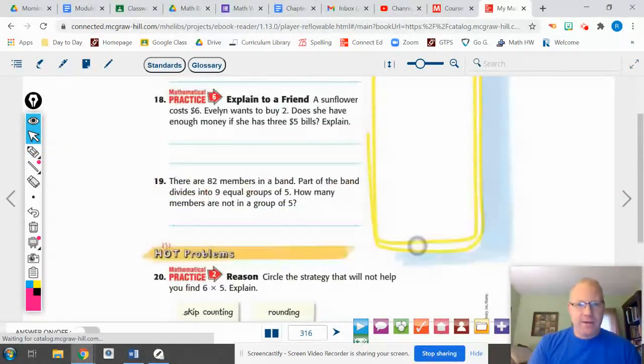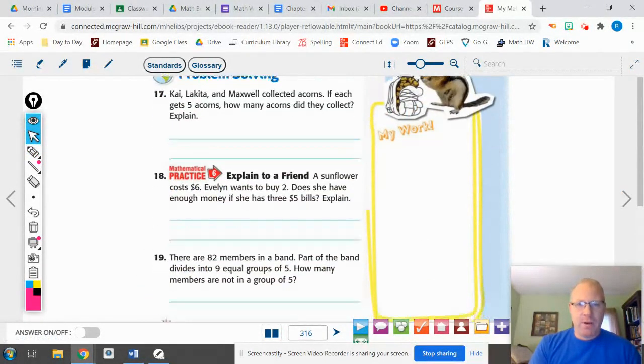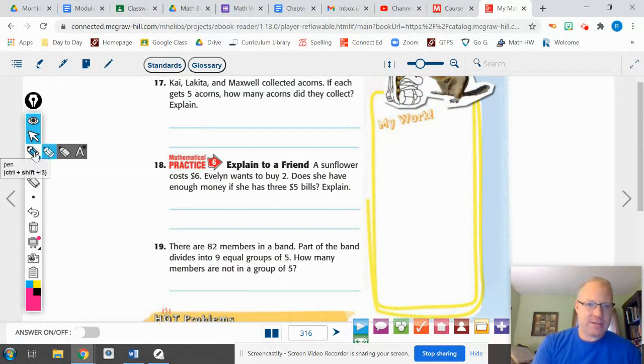So on the back, we are looking at some word problems. So don't forget, word problems need word answers. Don't forget your word answer here.